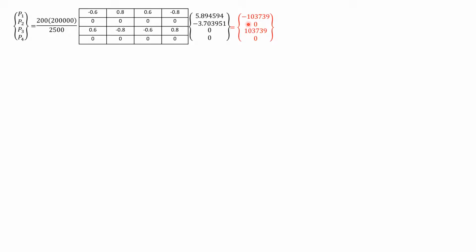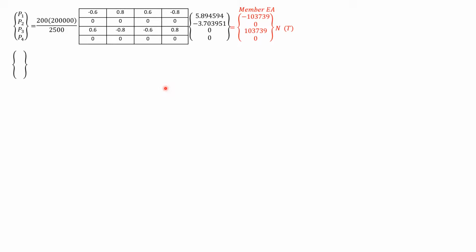So negative 103,739 newtons, and this is 103,739 newtons. You always look at this. So that member will be in tension because this is positive. Or in short, just imagine the member is directed from left to right. So at the left, it's negative, so it's leftward. At the right, it's positive, so it's rightward. So the member is being stretched. That's why the axial load of that member is tension.